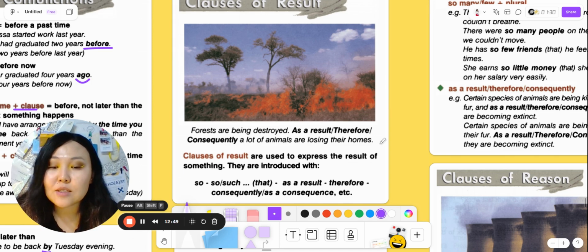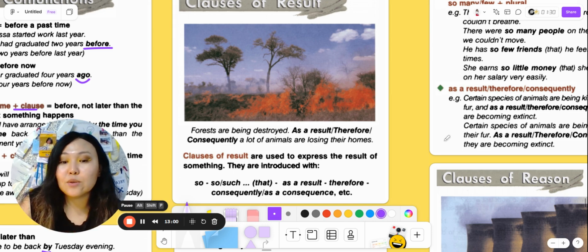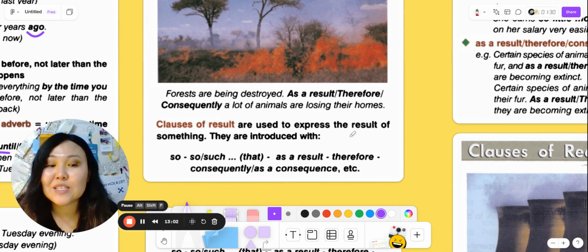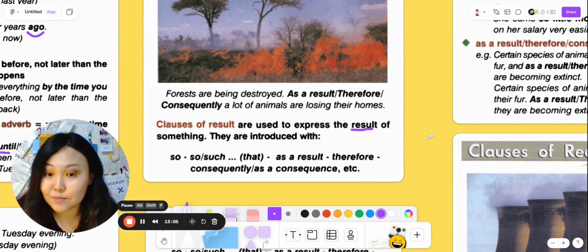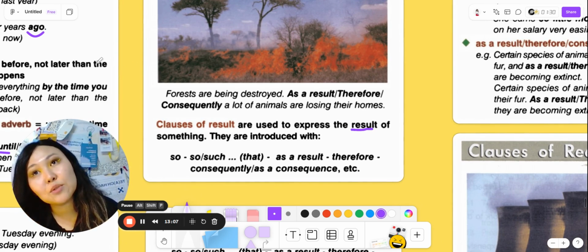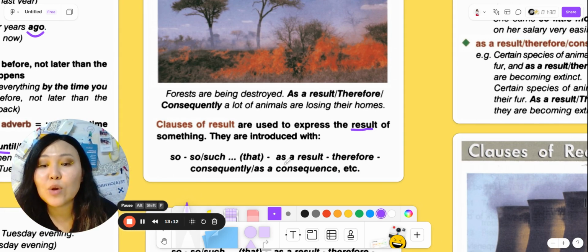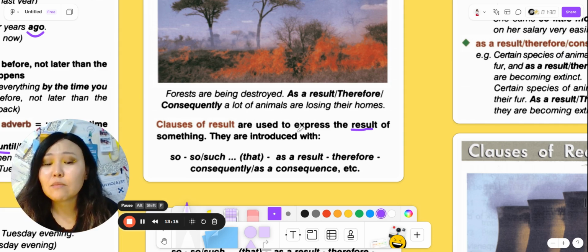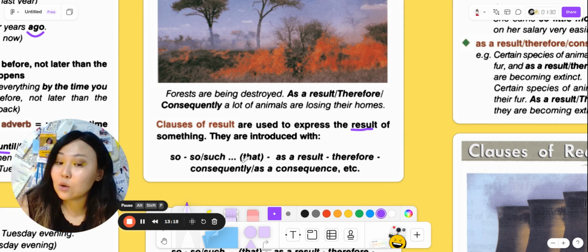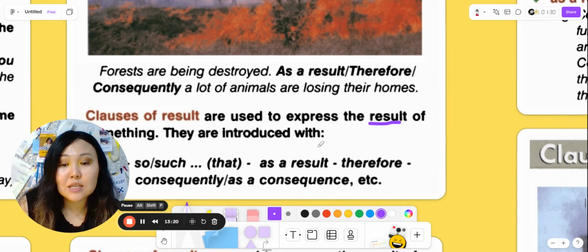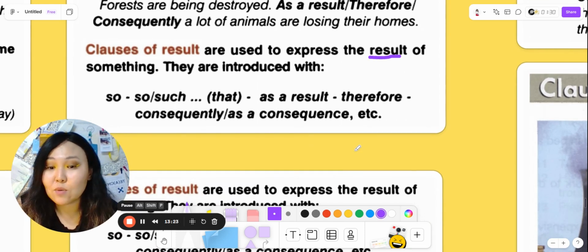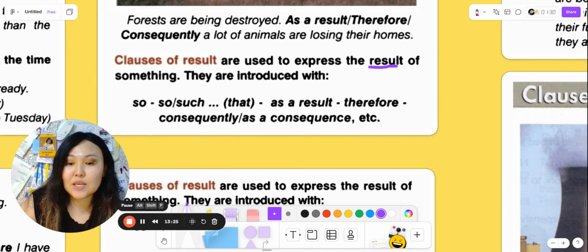Example: forests are being destroyed. As a result, therefore, or consequently, a lot of animals are losing their homes. So clauses of result are used to express the result of something. Clauses of time showed the time, like before something happened, after something happened, but here we are talking about results. They are introduced with so, so that, such that, as a result, therefore, consequently, as a consequence, etc.